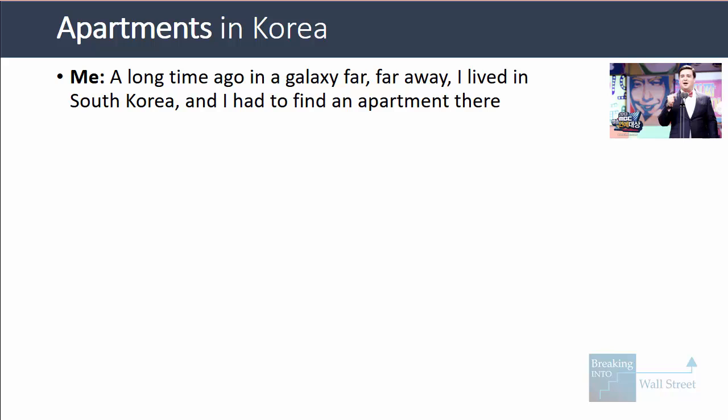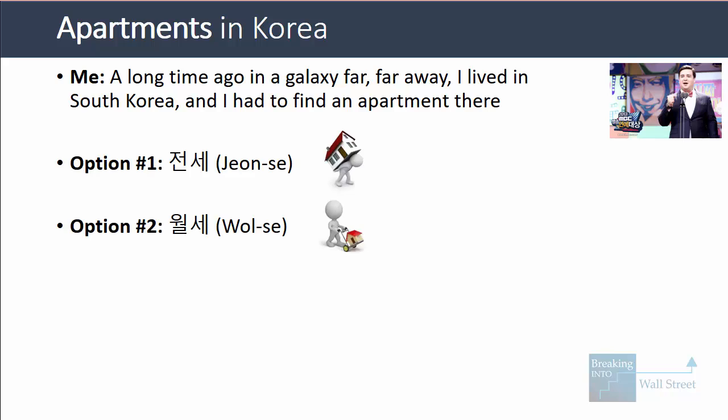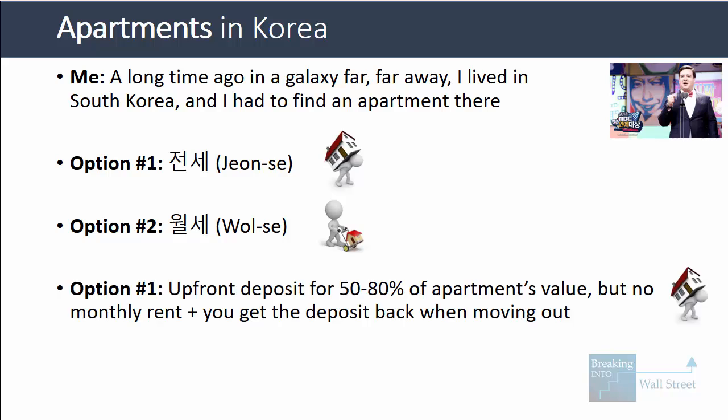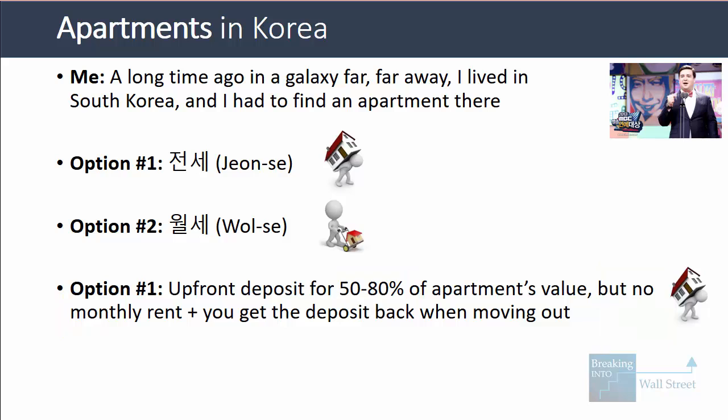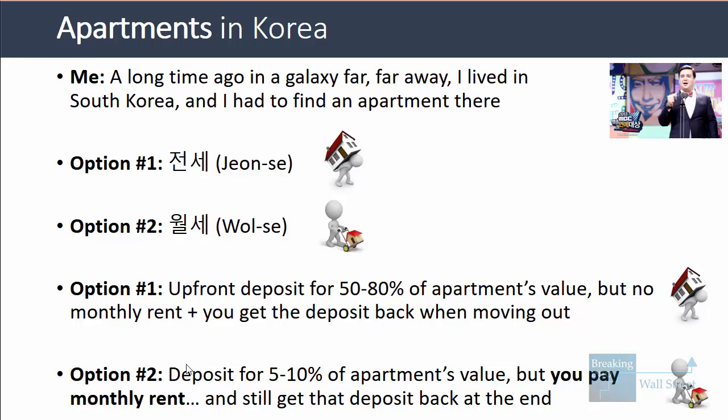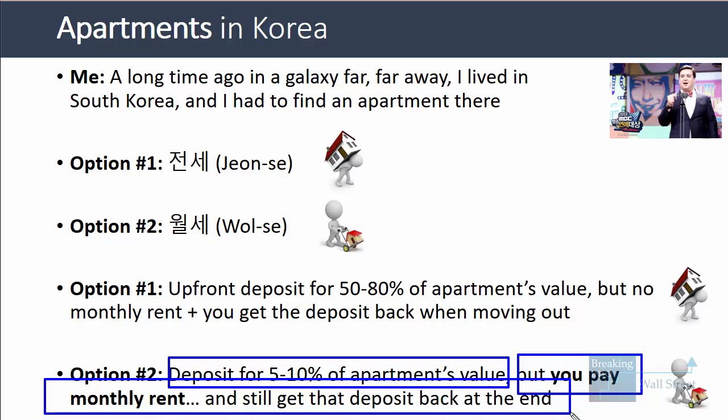A long time ago, I lived in South Korea and I had to find an apartment there. Now, the real estate system in South Korea is unique, and there are 2 ways to rent an apartment there for the most part. We're going to call these option 1 and option 2, although I listed the Korean names for them on screen. With option 1, you pay an upfront deposit for a huge portion of the apartment's value, usually 50 to 80%. However, in exchange, you pay no monthly rent and you get the deposit back when you move out. With option number 2, you pay a much smaller deposit, only around 5 to 10% of the apartment's value, but you do pay monthly rent and you still get that deposit back at the end.